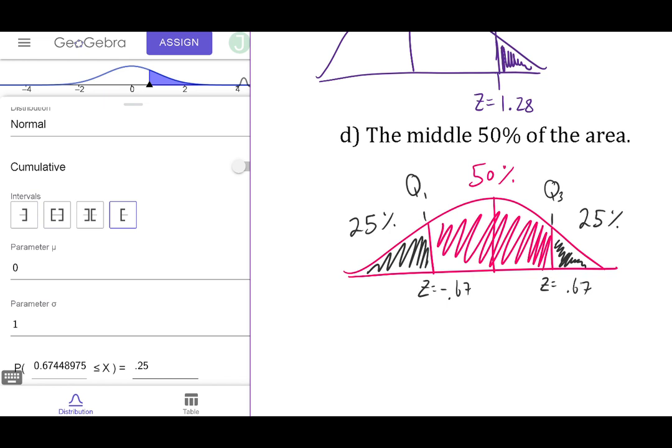All right, so that's how we can use GeoGebra and the probability calculator in GeoGebra to find the z-scores for given areas based on the standard normal distribution.